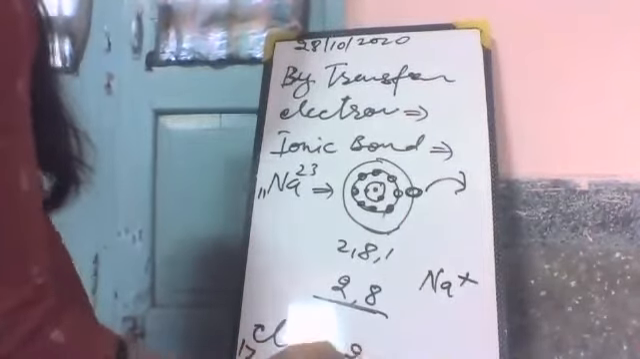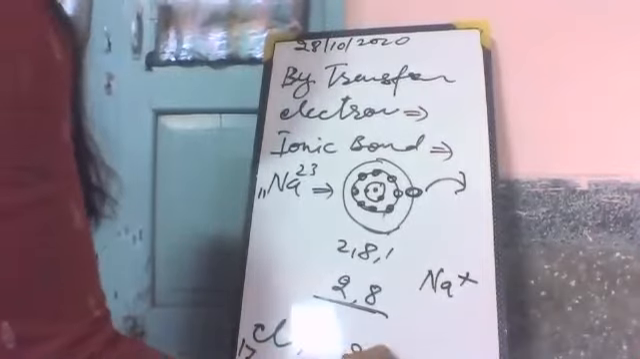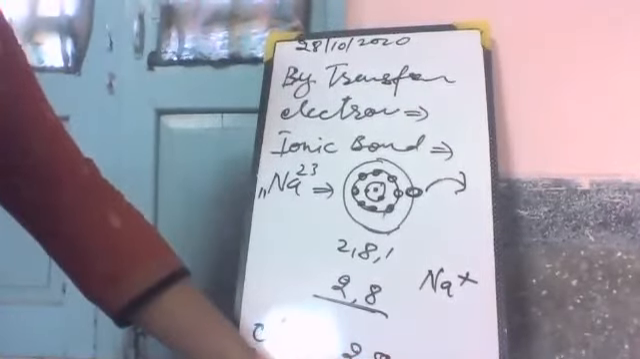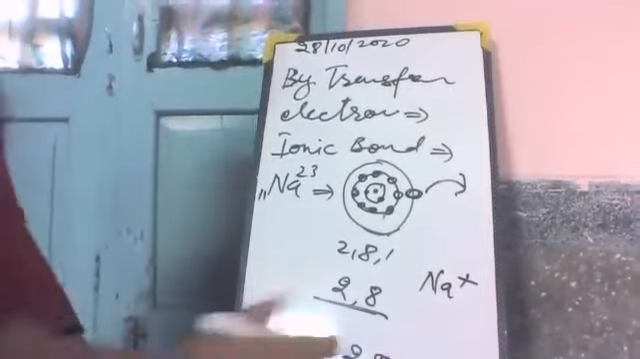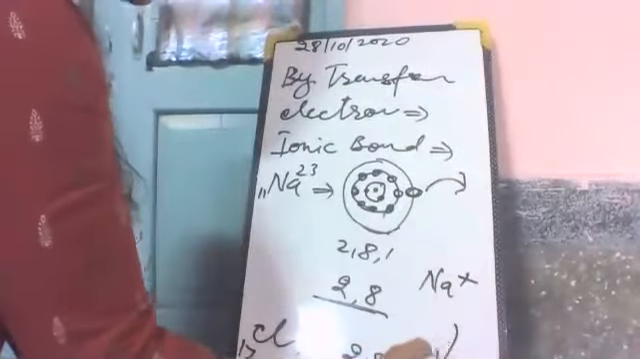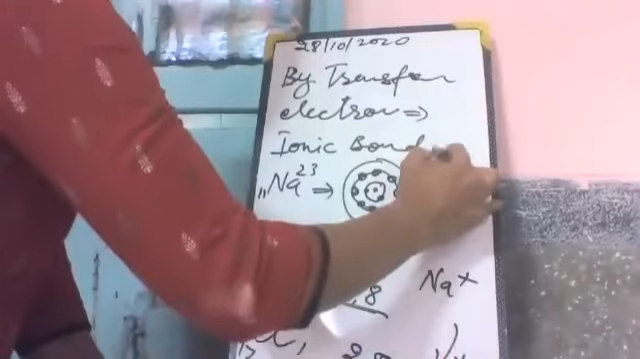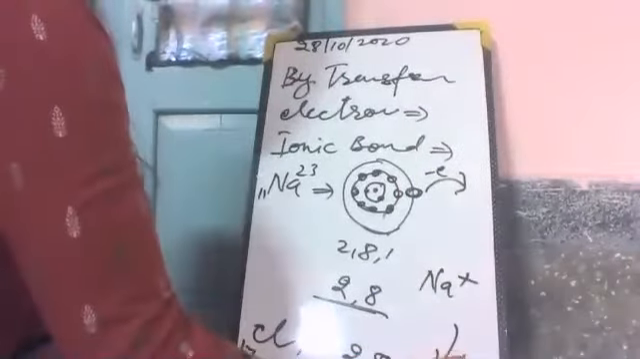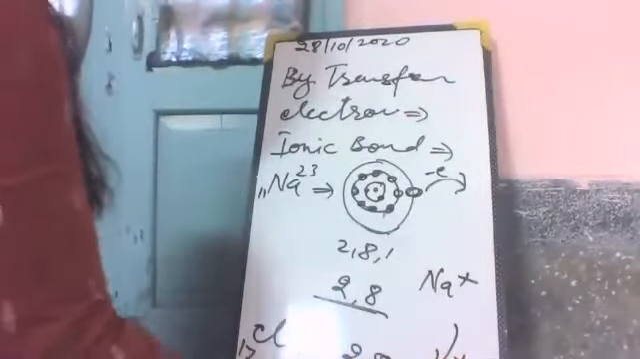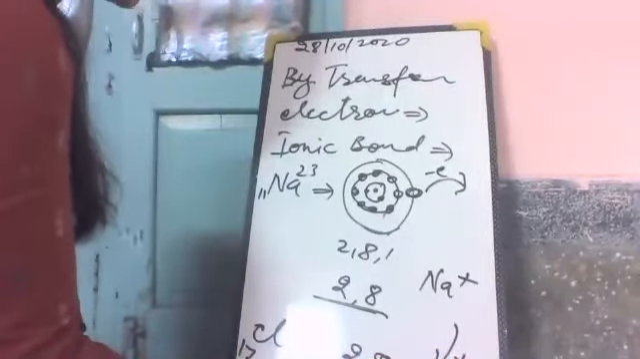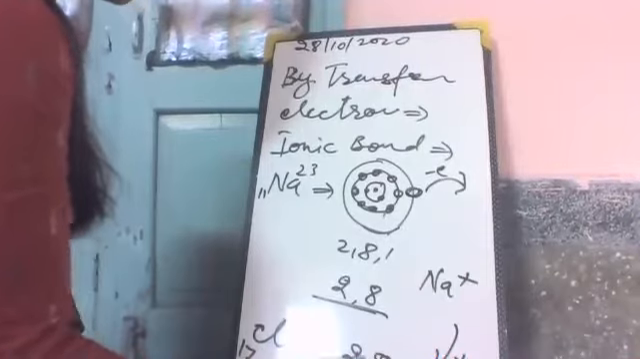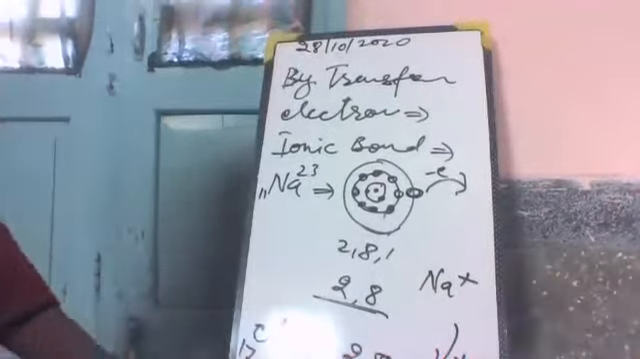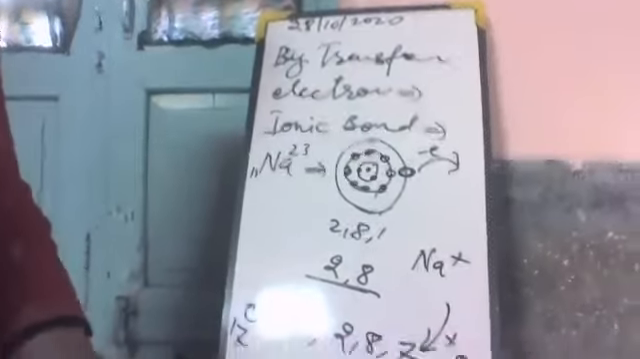Now suppose chlorine has atomic number 17. So the configuration of chlorine is 2, 8 and 7. It requires 1 electron to make it 8, so it takes that electron. Here sodium removes an electron, but here chlorine adds an electron. Due to this, it changes into 2, 8, 8, and the valency is Cl minus. This is all about the ions.